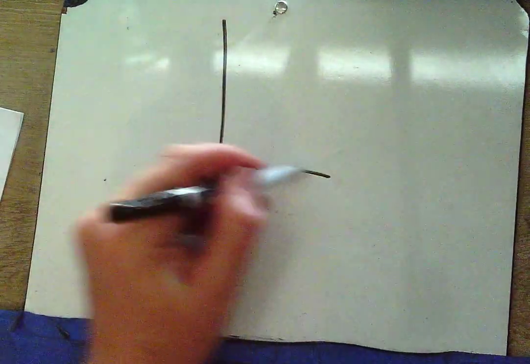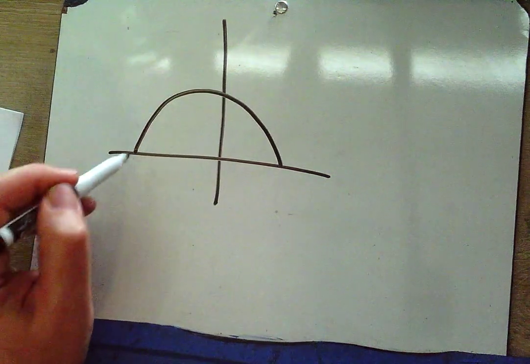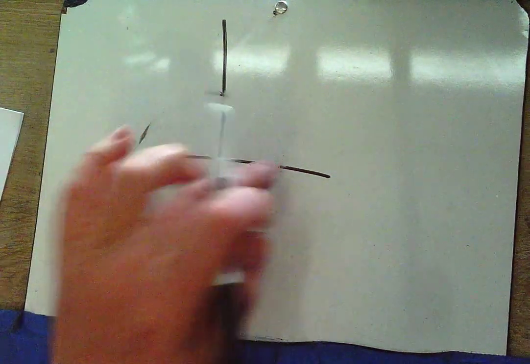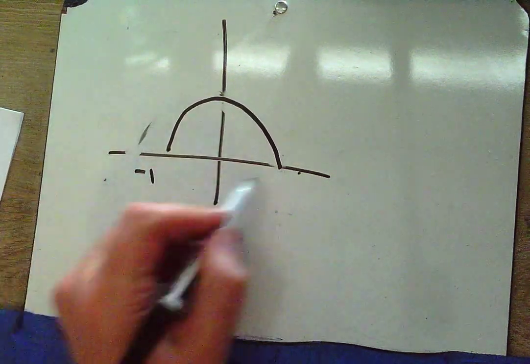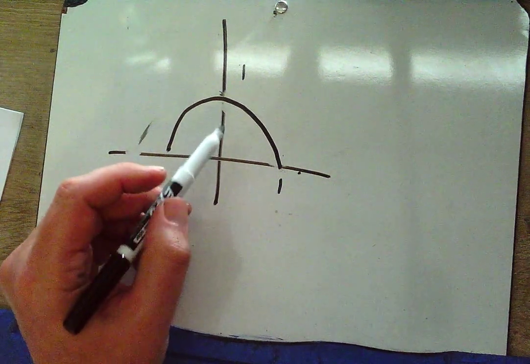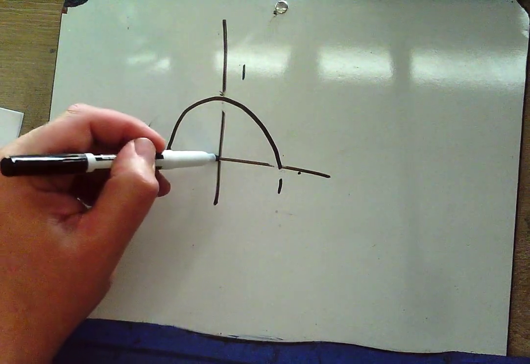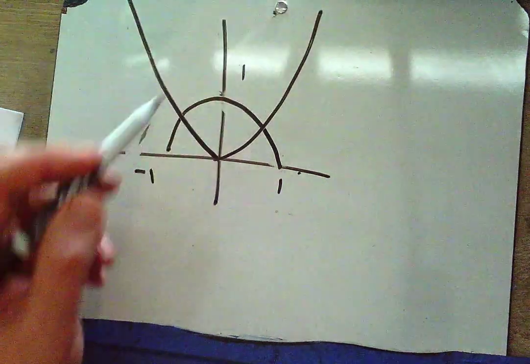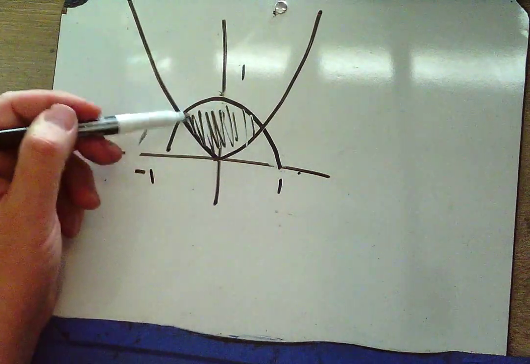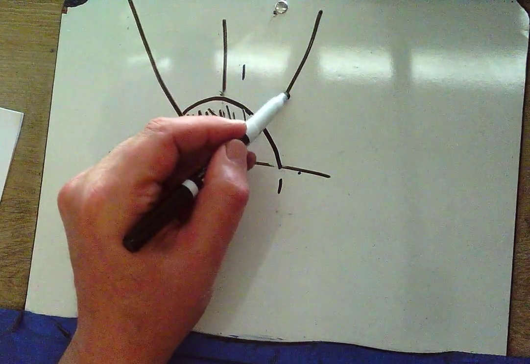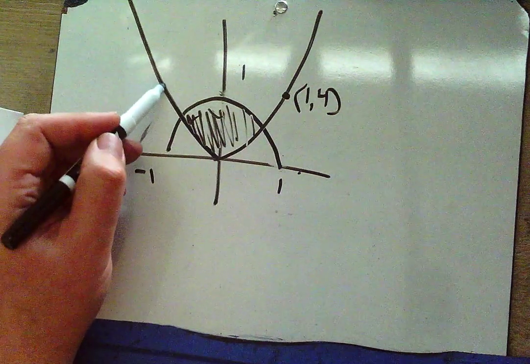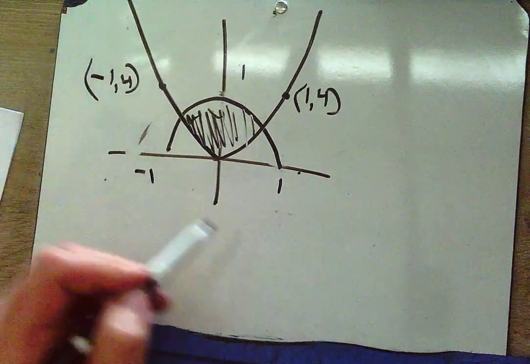Okay, so what about this one? That is not what I intended. That's better. So this is negative 1, this is 1, this is 1. And I've also got a parabola here. And this is my region. This point, by the way, is 1, 4. Over here we have negative 1, 4.